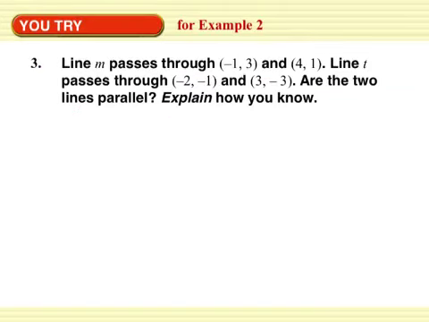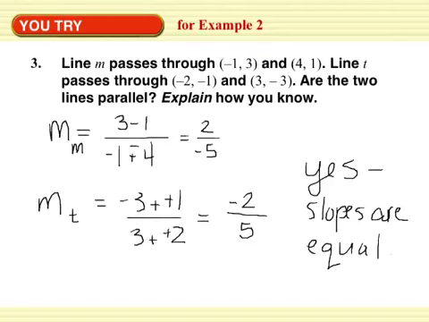Line M passes through those 2 points, line T passes through those 2 points. Are the 2 lines parallel? Explain how you know. Push pause, please. Okay, I calculated the slope of line M, got -2/5, and the slope of line T got -2/5. Notice it does not matter if the negative came out with a 5 or if the negative came out with a 2. This is a negative number, that's a negative number. So yes, they are parallel because the slopes are equal.